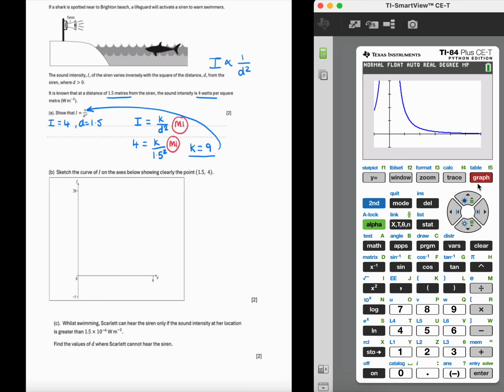And I can now see what my graph looks like. It comes in like this and then has this kind of asymptote value.